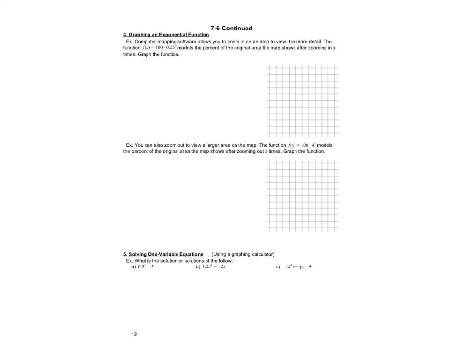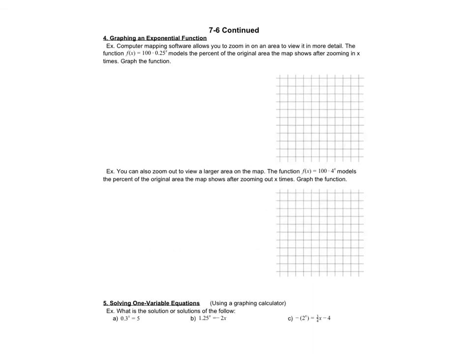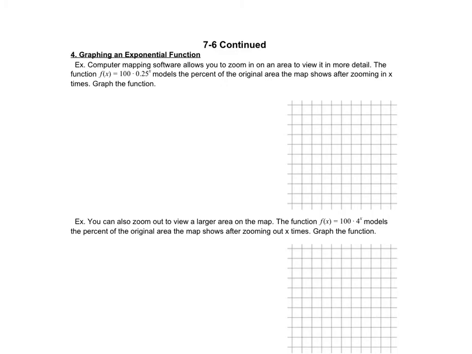Let's see here, continuing to graph an exponential function. It says this computer mapping software allows you to zoom in on an area to view in more detail. The function given here is f of x equals 100 times 0.25 to the x power, and that models the percent of original area the map shows after zooming in x times. So x is the number of times that we zoom in, and it wants us to graph this. So let's go ahead and create our table so we can do some graphing.